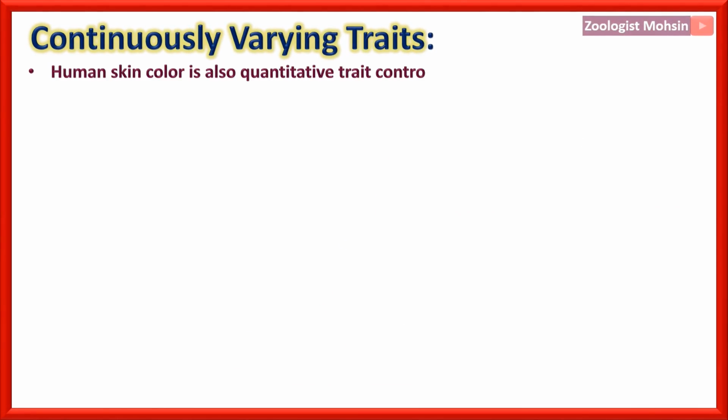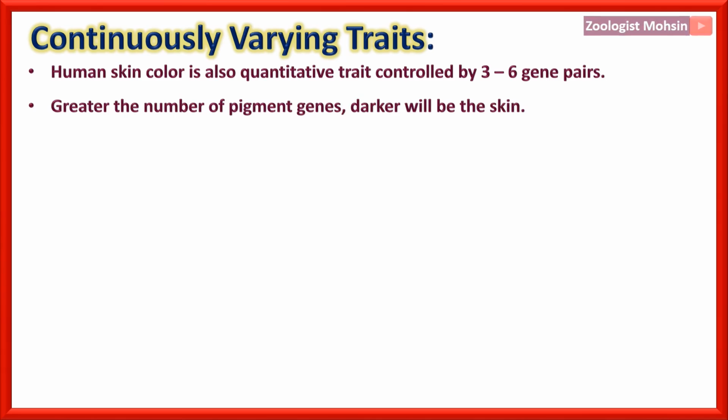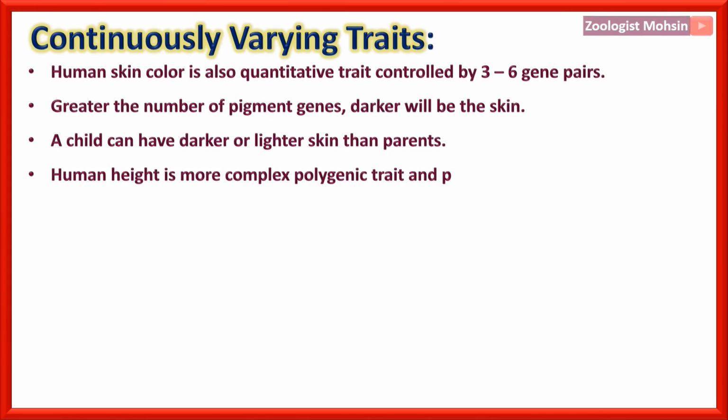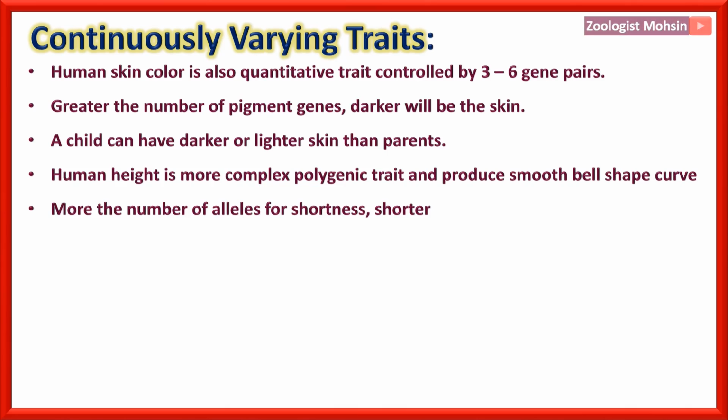Human skin color is also a quantitative trait controlled by 3 to 6 gene pairs. Greater the number of pigment genes in the human, darker will be the skin. A child can have darker or lighter skin than the parents, that is possible. Human height is a more complex polygenic trait and produces a smooth bell-shaped curve. Please note, more the number of alleles for shortness, shorter will be height, and smaller will be the number of alleles for shortness, larger or taller will be the height.